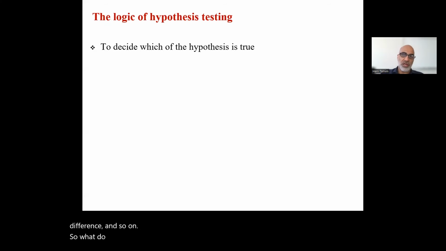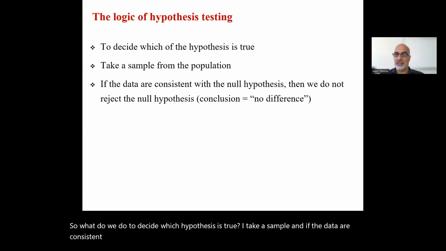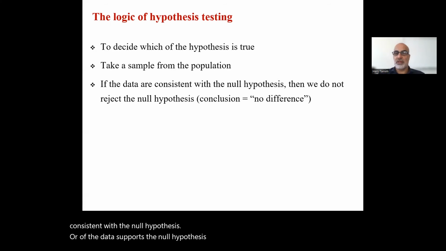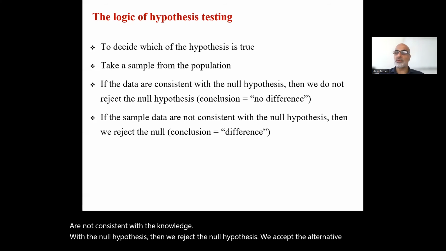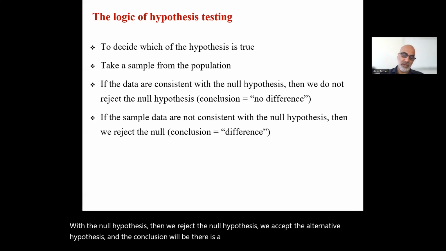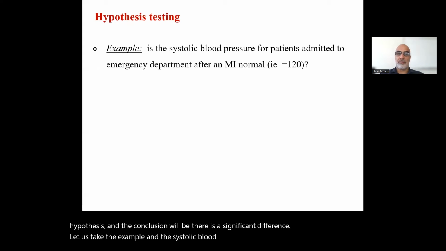So what do we do to decide which hypothesis is true? I take a sample, and if the data are consistent with the null hypothesis, or if the data support the null hypothesis, then we do not reject the null hypothesis, and the conclusion will be no significant difference. If the data are not consistent with the null hypothesis, then we reject the null hypothesis, we accept the alternative hypothesis, and the conclusion will be there is a significant difference. Let us take the example of the systolic blood pressure with the MI patients.